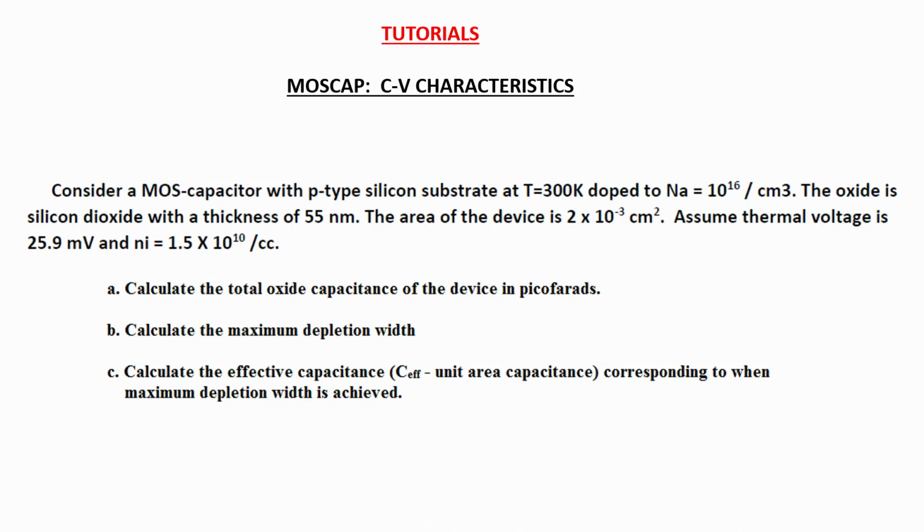Okay, so the question reads like this: consider a MOS capacitor with p-type silicon substrate at T equals 300 Kelvin doped to a doping density of 10^16 per centimeter cube. You are given the oxide thickness to be 55 nanometer, and the total area of the device, A, is also given as 2 × 10^-10 centimeter squared. And you are asked to assume some values for thermal voltage and the intrinsic carrier concentration.